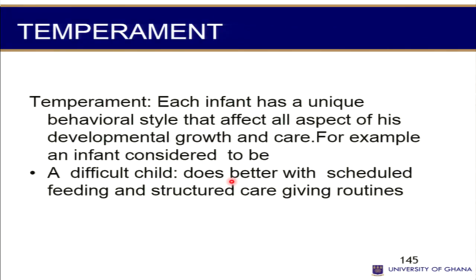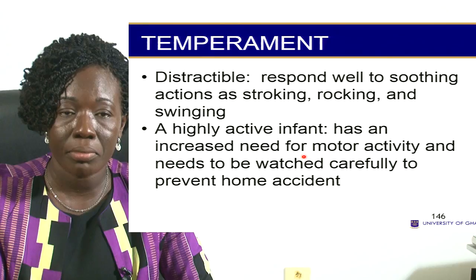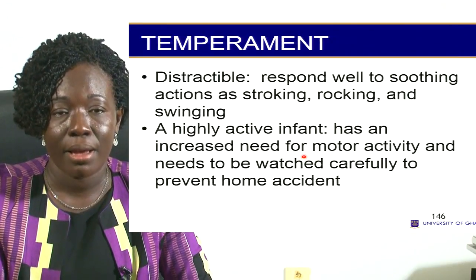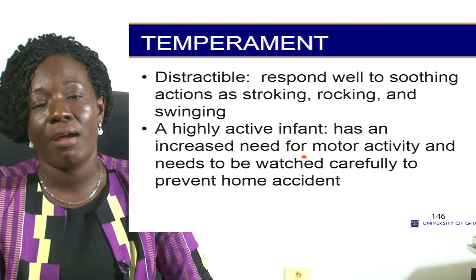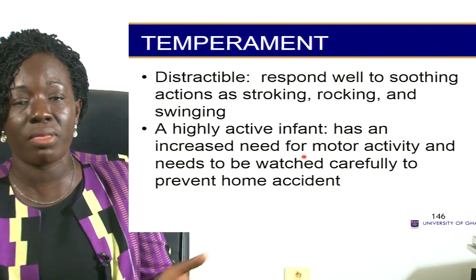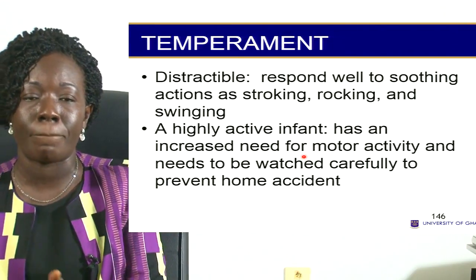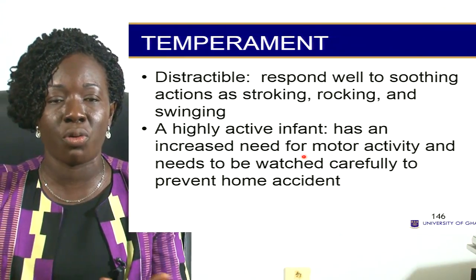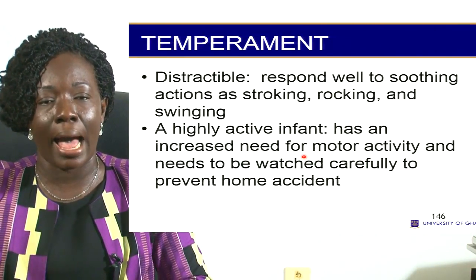Their temperament. Each individual has a unique behavioral style, and that affects all aspects of developmental growth and care. For example, a child can be considered a difficult child. So if a child is considered a difficult child, what does it mean? The child likes scheduled feeding and structured caregiving. Some of them also get distracted, but those who are distracted respond well to soothing actions such as stroking, rocking, and swinging. So you sing for them and you rock them and they are okay.